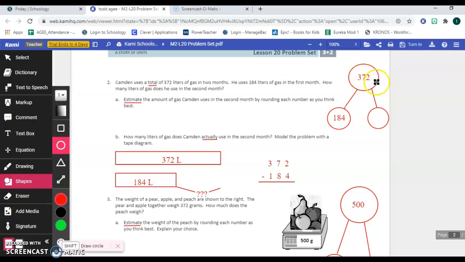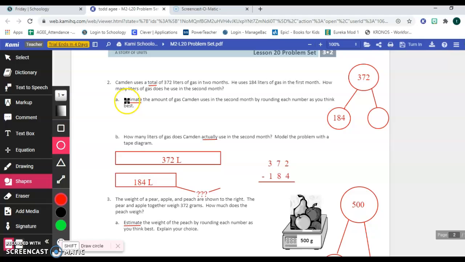Okay, so we've got a total of 2 months of gas here, 372 liters. The first month he uses 184, so we've got a missing part. When you put these two parts together, first month and second month, you get the 2 months. And when we have a missing part, we know that we can subtract to find it, because if we had both of the parts, we could add them together to get the total. But since we're missing a part, we're going to start with the total and take out the part that we know to find the part that we don't know.